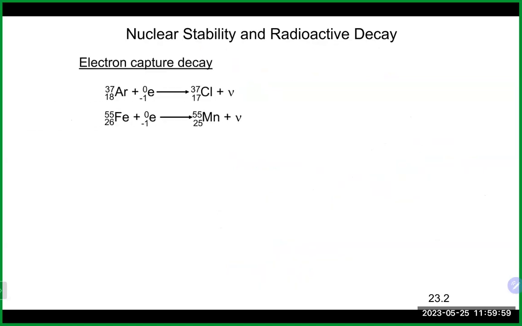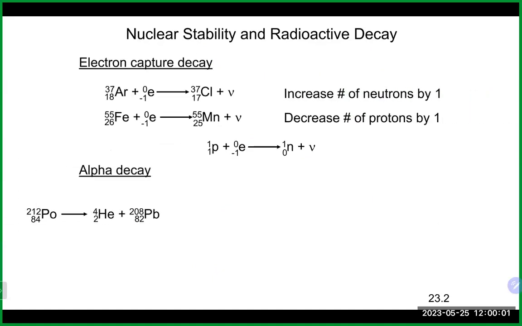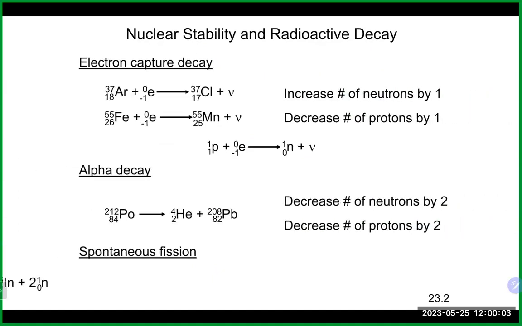Now, in electron capture, as I mentioned earlier, the electron capture means that we will have the electron on the reactant side. So that's what the capture part sort of means. And in this case, we're actually going to take a proton and an electron, put them together, and make a neutron as a result of that.